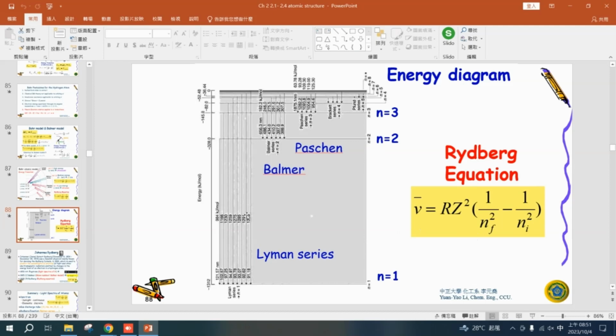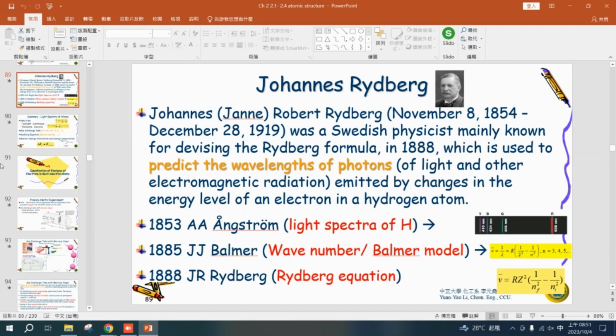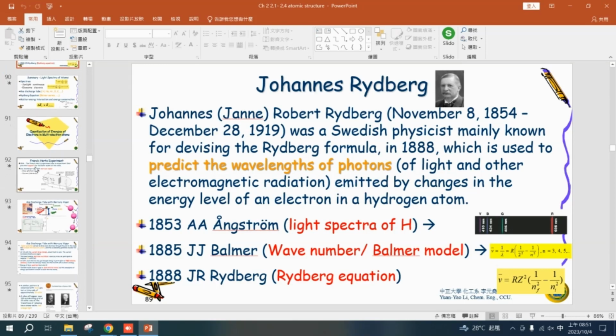So we know that if n final equal to 2, that will be the Balmer series, right? If n equal to 1, that will be the Lyman series. If n final equal to 3, that will be the Paschen series, etc., etc. So you know that the frequency is related to the numbers, which is quantized. And this is the quantum number, the principal quantum number we are going to talk about today. Right, so this is the second key point we learned from last week.